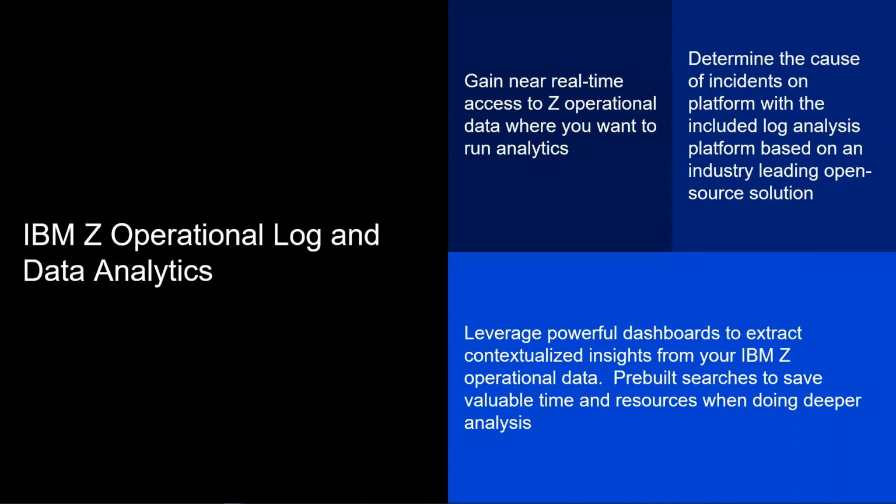So just to quickly summarize before I get down to final questions. Z Operational Log and Data Analytics is one of our solutions that helps with the full observability picture. It helps us get access to the operational data and make it available to where we want to run analytics. So again, that's all of the different log data that's on the platform and metric data coming from SMF. Again, we'll cover metric data that might be coming from some of the OMEGAMONs in some of the different sessions, as well as the trace data that's coming from our ZAPM Connect solution to complete that overall observability picture.